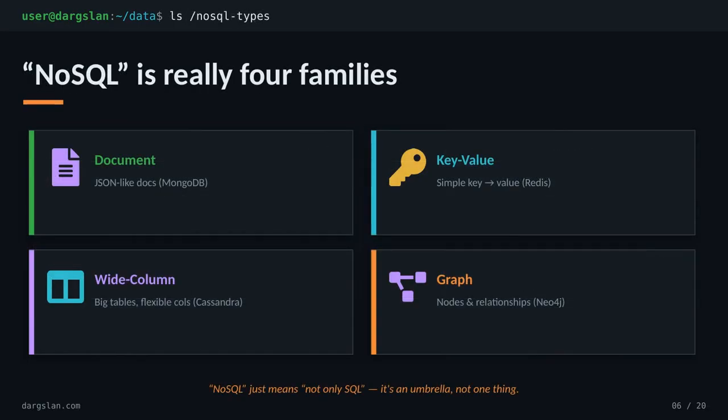Now, one thing worth clearing up. NoSQL isn't a single technology. It's an umbrella covering at least 4 distinct families. You've got document stores like MongoDB, which hold JSON-like records, key value stores like Redis, basically a giant dictionary, wide column stores like Cassandra, built for huge tables with flexible columns, and graph databases like Neo4j, designed around nodes and the relationships between them. Each one solves a different shape of problem.